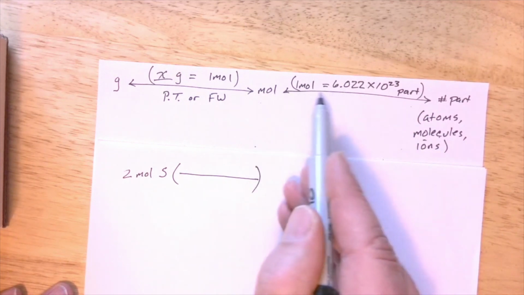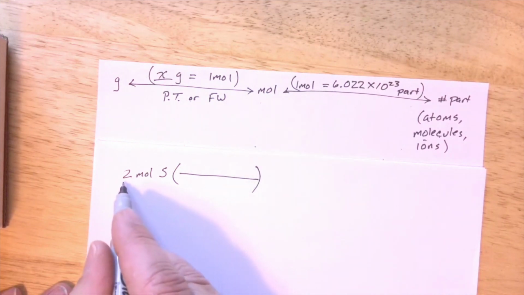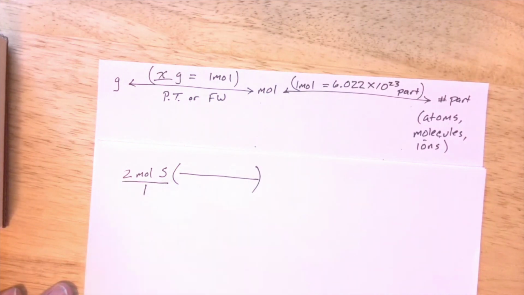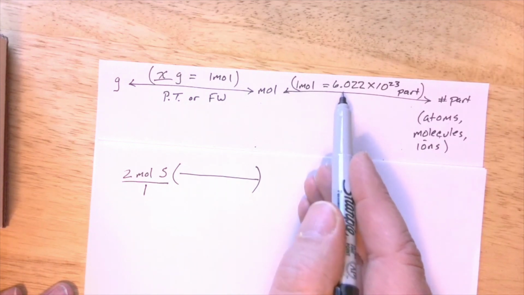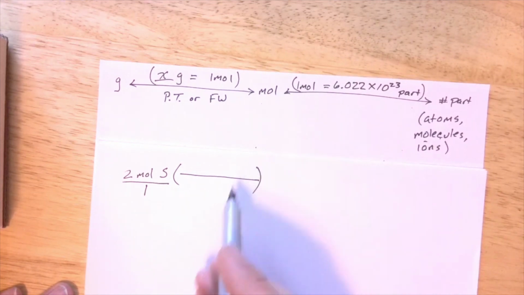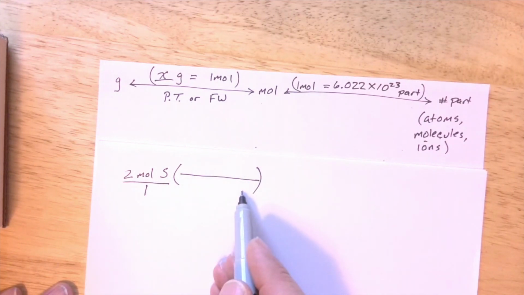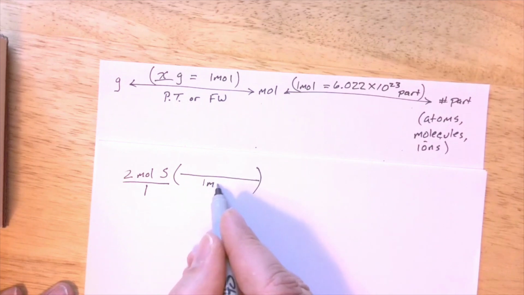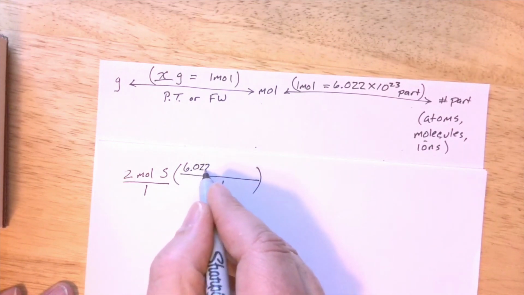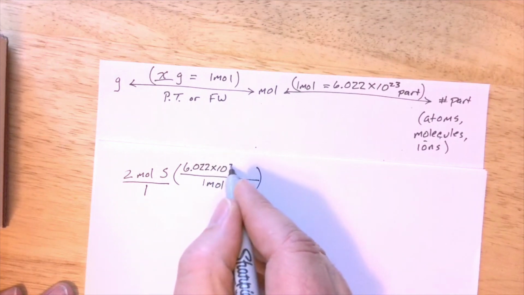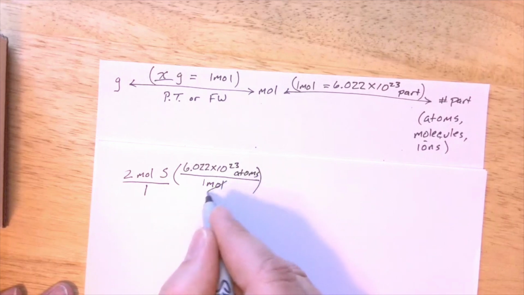I want to use this conversion up here. So which over which do I have to put? So keep in mind, this is over 1. What you have to do here is moles to atoms. Moles is on top, so I need moles on the bottom. I'll put 1 mole on the bottom, and then Avogadro's number on top, 6.022 times 10 to the 23rd atoms. Moles are going to cancel.